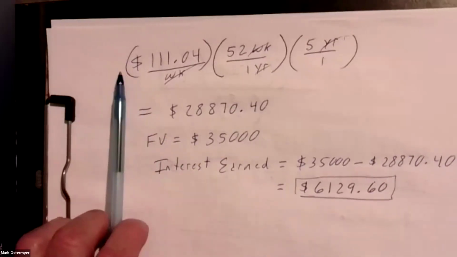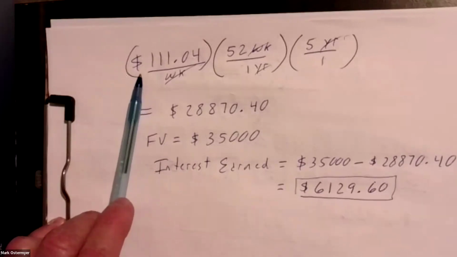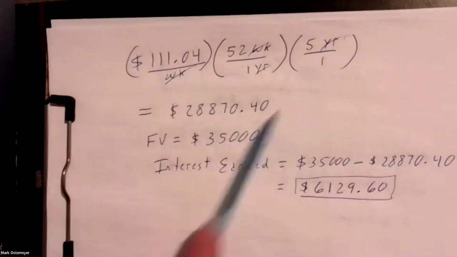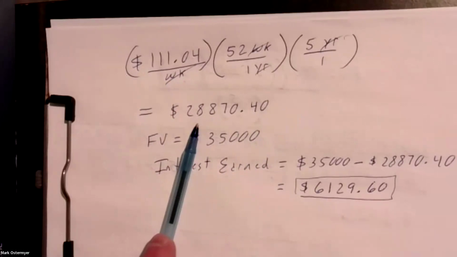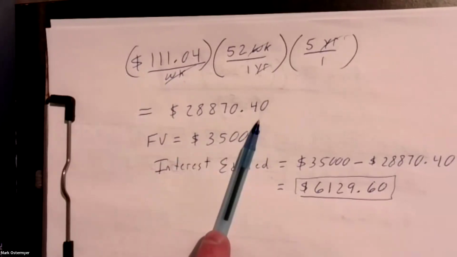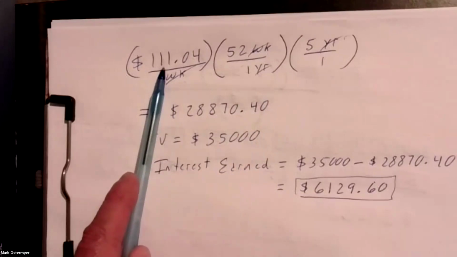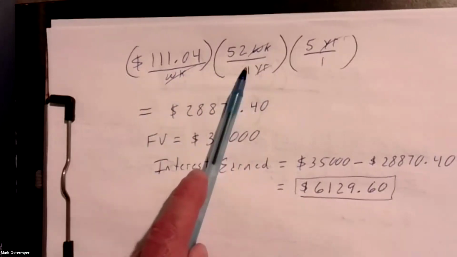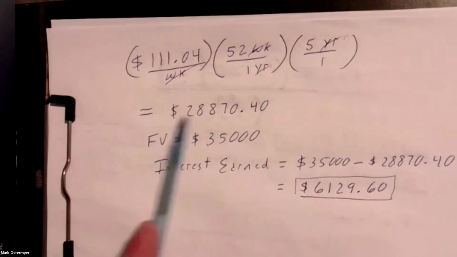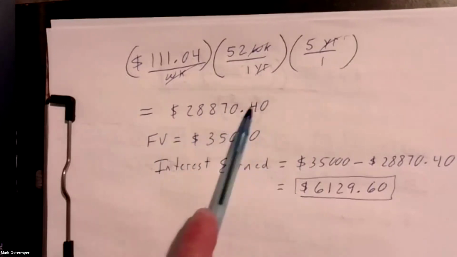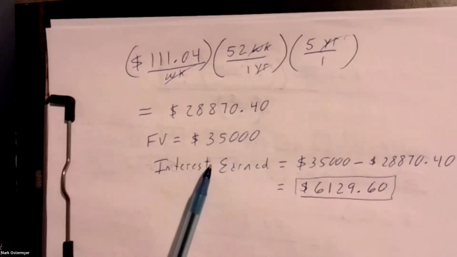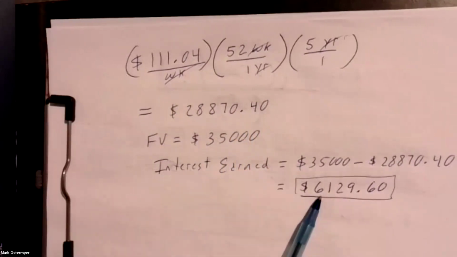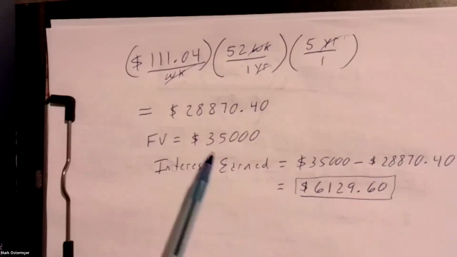Because look, if we just threw this money in, let's say, put it in a jar and buried it in our backyard, do you agree we would have only $28,870.40 after 5 years? If we just did this, $111.04 per week for 52 weeks per year for 5 years, this is the amount we would have in our cookie jar in our backyard. But by investing in this annuity, ladies and gentlemen, that pays compound interest, we will have earned on top of that $6,129.60 of pure interest, which would have built our account up to $35,000.